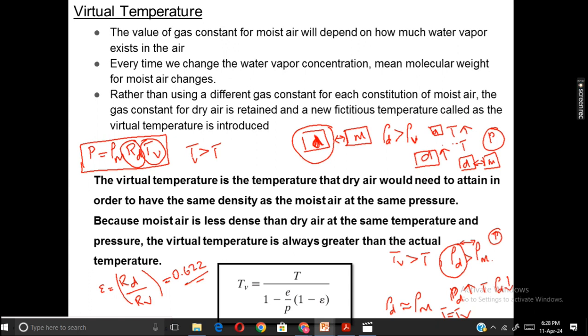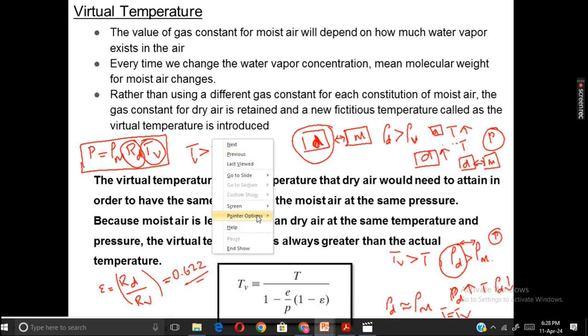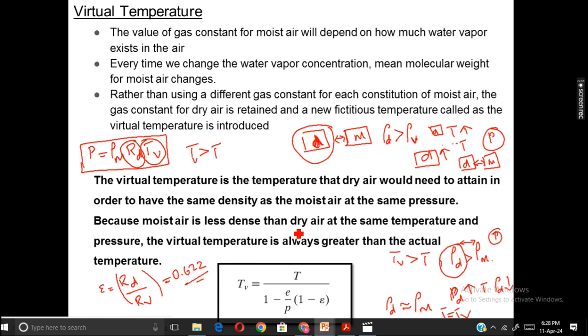So that's how we introduced this new term, which is the virtual temperature. Virtual temperature is basically the temperature that dry air would have in order to have the same density as the moisture. So we have dry air and moisture, which have different densities.